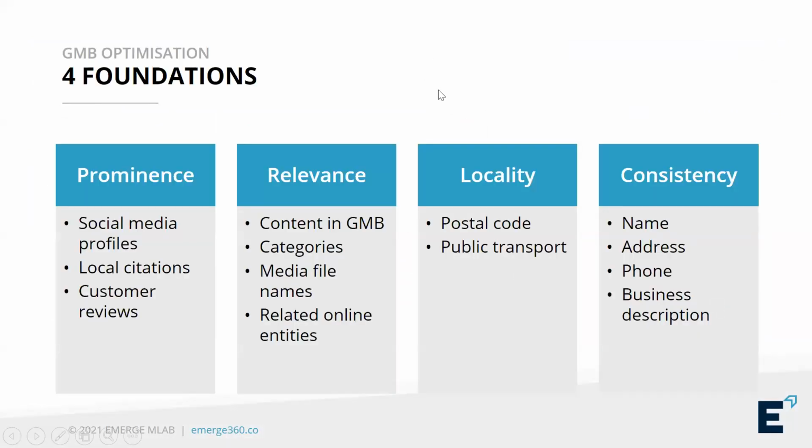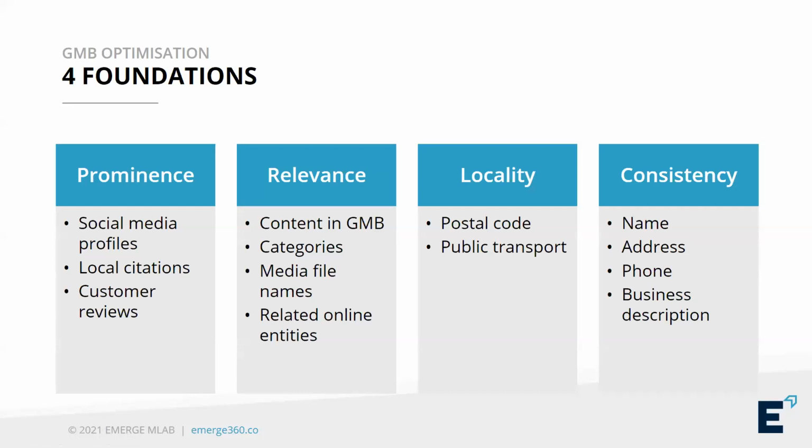Okay, I wanted to quickly talk about what are the things that you can do after you set up your Google My Business account. Okay, once you do that, you can actually try to optimize your Google My Business account. These are the 4 things that I would strongly encourage you to do. The 4 foundations of optimizing Google My Business account are this. The first thing is prominence, relevance, locality, and consistency.